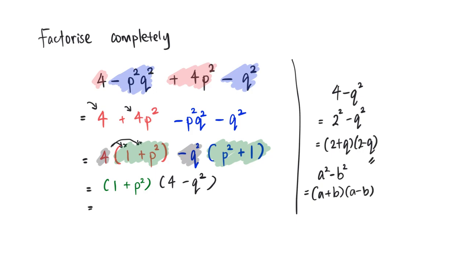So the final answer for this will be 1 plus p square, 2 plus q, 2 minus q. And we have come to the end of this part of the problem, and let's move on to solve other problems.